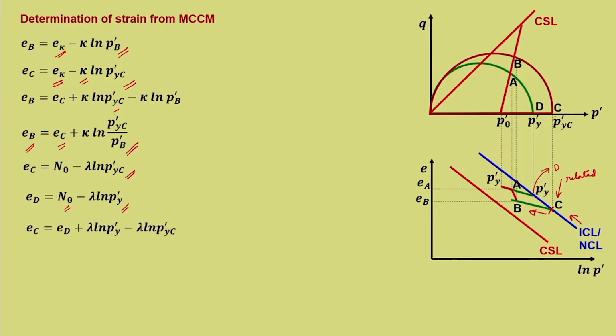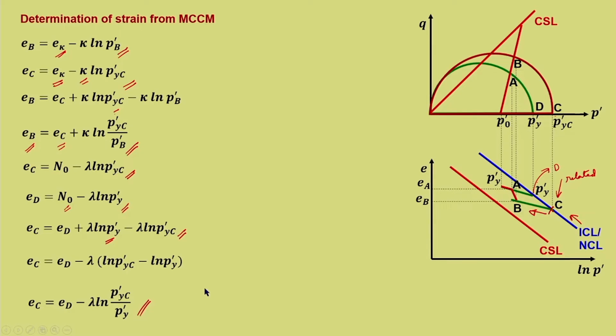If that is the case, you can substitute for N naught. So, EC is equal to N naught, which is ED plus lambda ln P dash Y minus lambda ln P dash YC. So, we can write EC is equal to ED minus lambda, taking it outside, ln P dash YC minus ln P dash Y. Hence, EC is equal to ED minus lambda ln P dash YC upon P dash Y. So, this is the expression for EC in terms of ED.